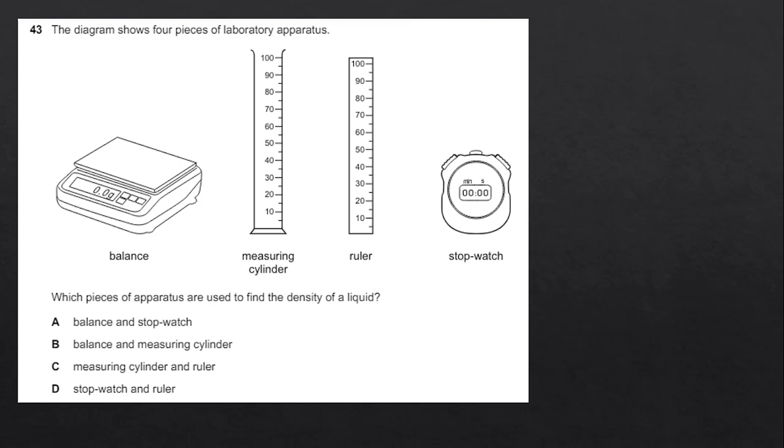Question 43. The diagram shows 4 pieces of laboratory apparatus. Which pieces of apparatus are used to find the density of a liquid? The density of a liquid can be found just by using a balance and the measuring cylinder. We can keep the measuring cylinder on the balance, then we can tare the balance, then we can add a certain amount of liquid, so we know the volume from here, then the mass will be read from the balance itself. So the correct option is balance and measuring cylinder, so it's option B.